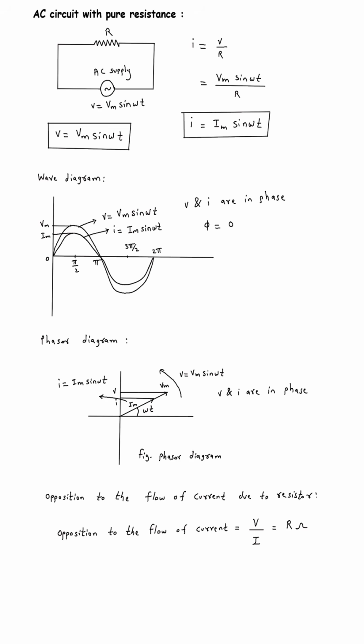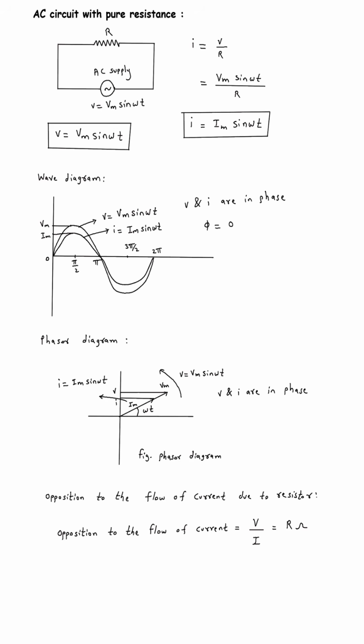One very important concept to understand in a pure resistive AC circuit is that the voltage and the current are in phase. This means that both reach their maximum and minimum values at exactly the same time. If you look at the wave diagram, both the voltage and the current follow the same sine wave pattern, rising and falling together. The phase difference between voltage and current, represented by the Greek letter phi, is 0 degrees.